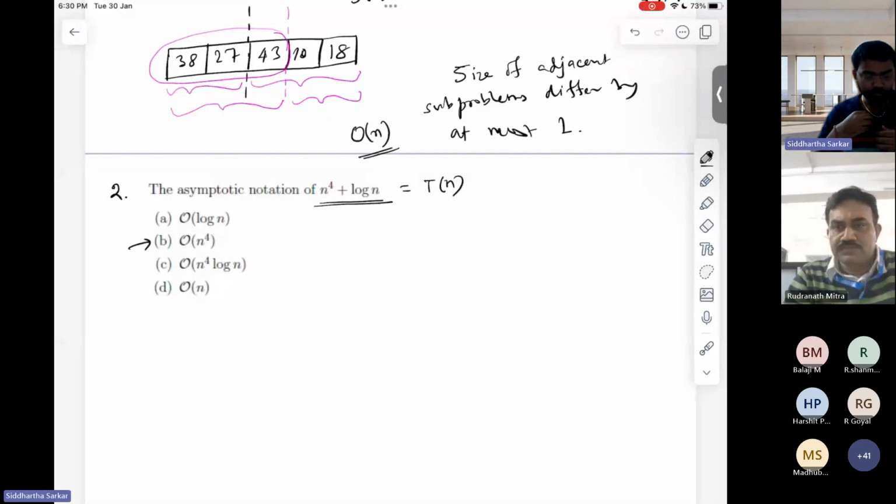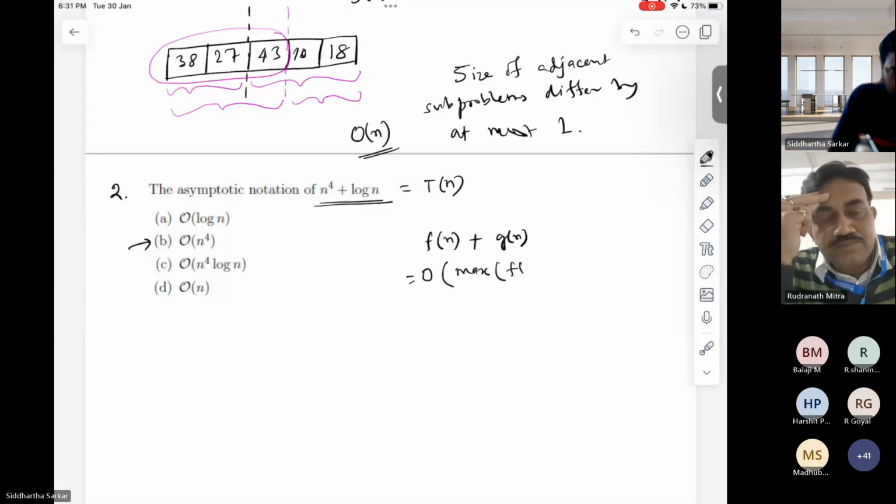Yes, that is correct. So the dominating term out of n to the power 4 and log n is n to the power 4. We have seen that if there are two functions f(n) and g(n), then the addition of these two functions will be order the larger of the two. So I will write it this way: order max of f(n), g(n).